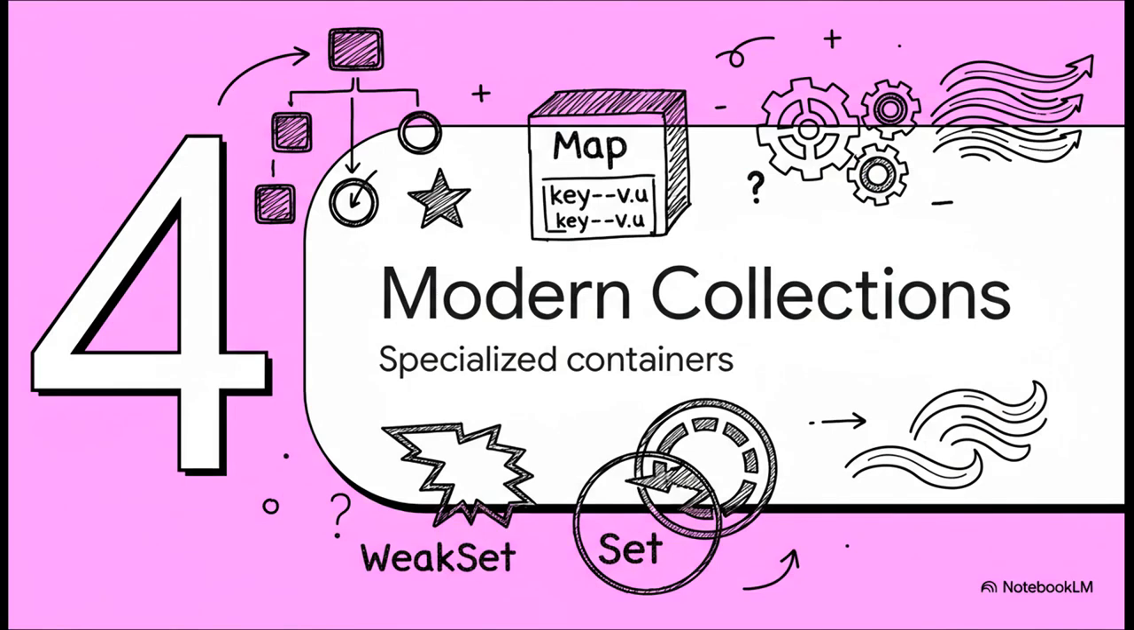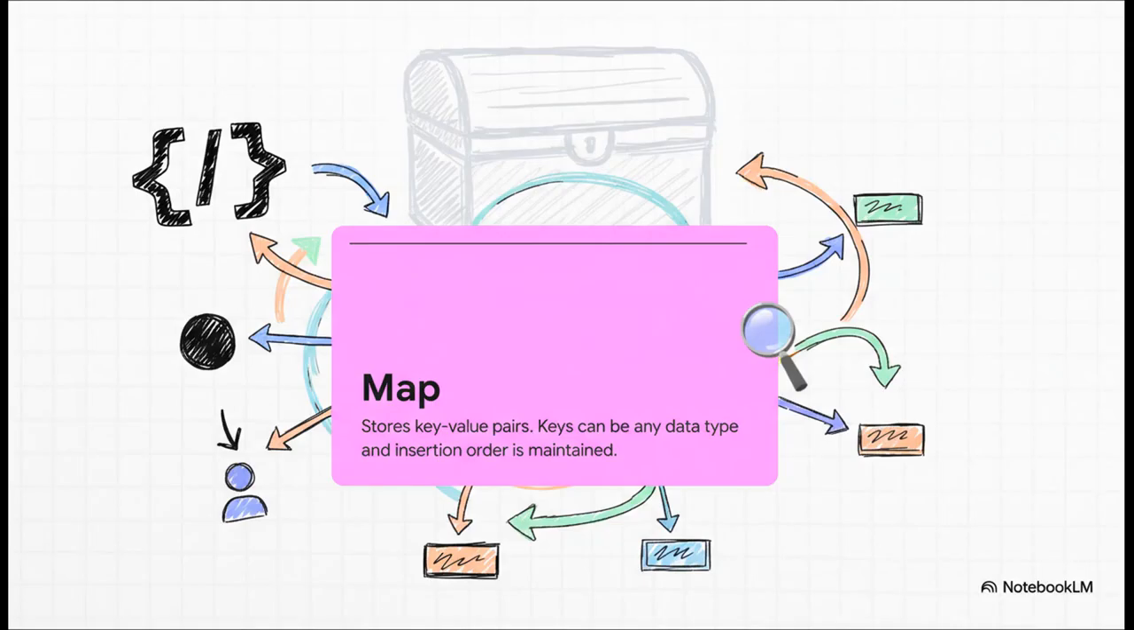Sometimes a plain old array or object just isn't the right tool for the job. So let's look at a few specialized data structures that modern JS adds to our toolkit for handling very specific scenarios. First up is the map, and you could think of it like a super-powered object. So what's its killer feature? Well, while object keys can only ever be strings or symbols, a map lets you use any data type you want as a key. An object, a function, literally anything. This opens up so many powerful possibilities.